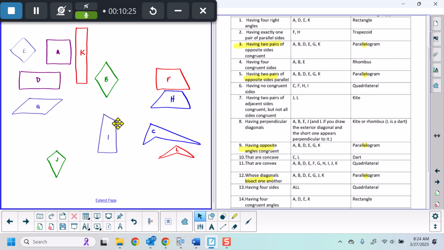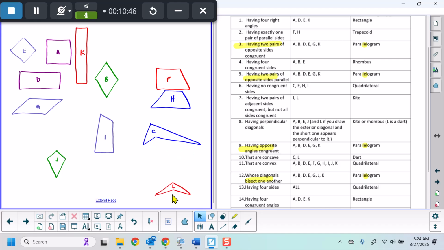And then this guy, he's like the one that nothing fits, right? He's just a plain old quadrilateral. Where did you put I? Having 4 sides, no congruent sides. We're just going to call that a quadrilateral. And convex. Yeah, convex.